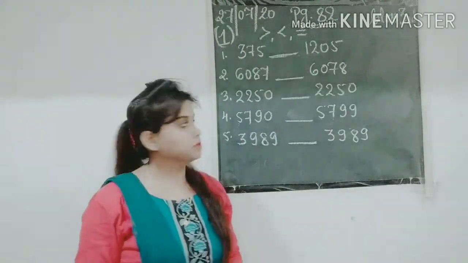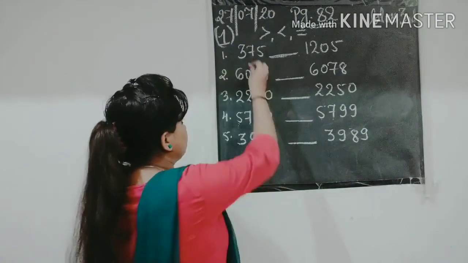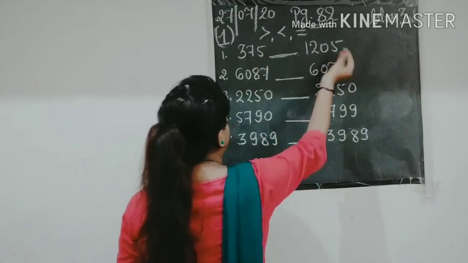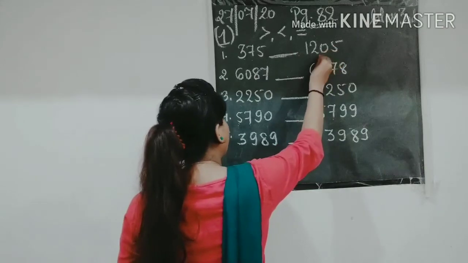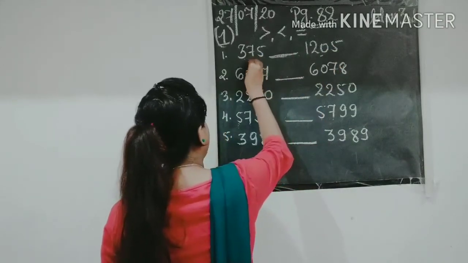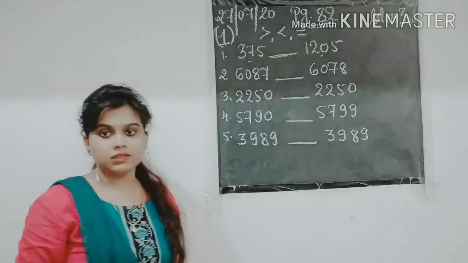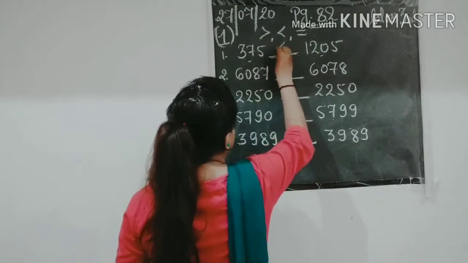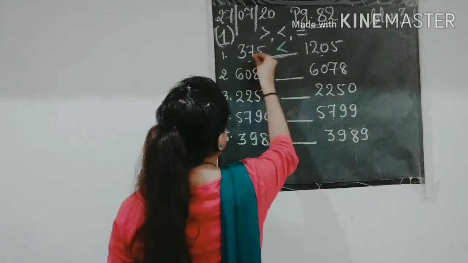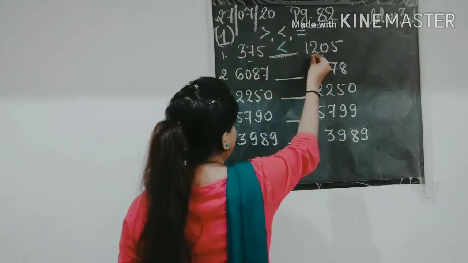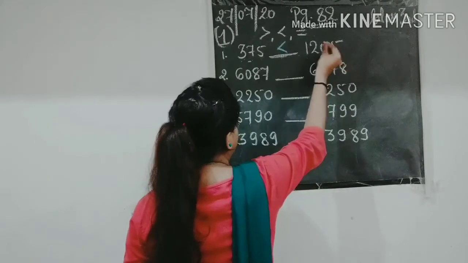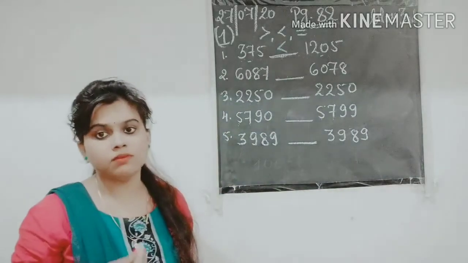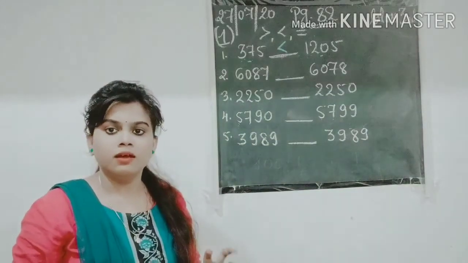Okay, first question is 375 and 1205. We can clearly see that this is a 4-digit number and this is a 3-digit number. That means the 4-digit number is greater than the 3-digit number. So we will put the less than sign here. That means 375 is less than 1205, because it is a 4-digit number and this is a 3-digit number. We will not compare the places.